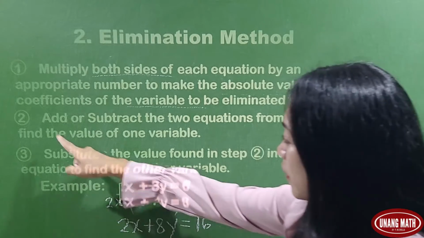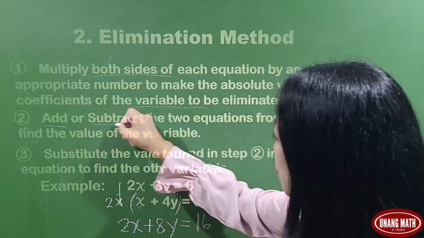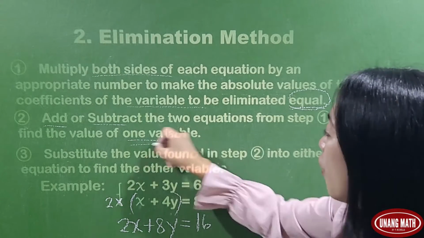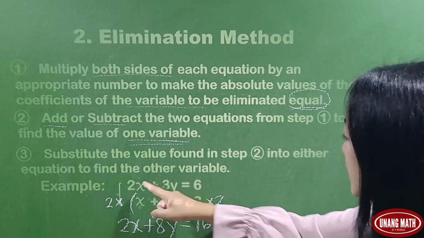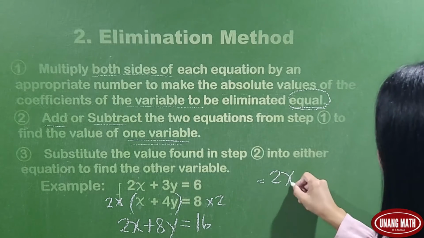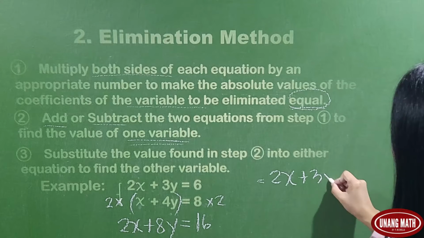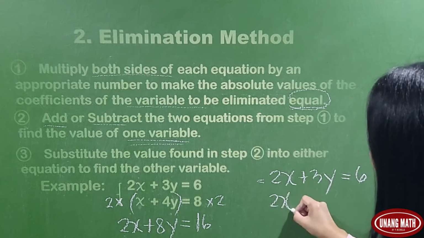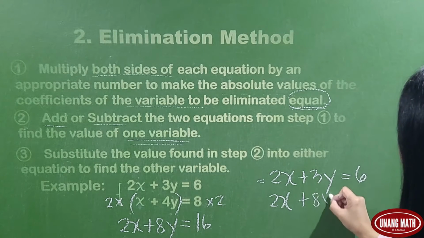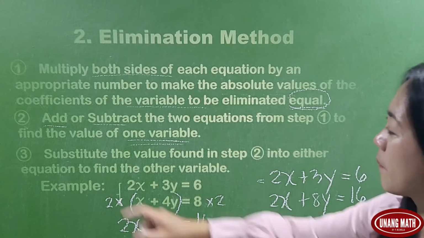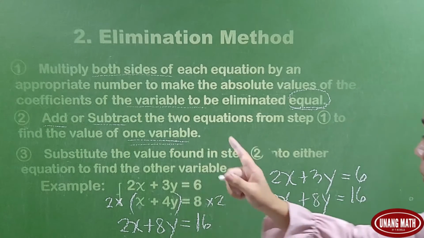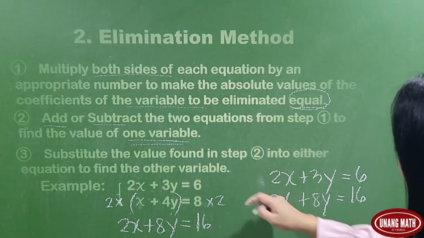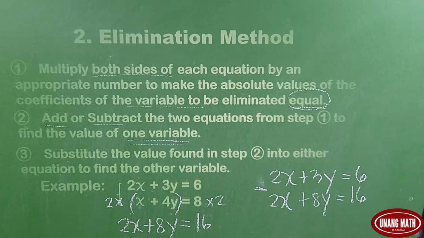Moving on to the second step, we're going to add or subtract the two equations from step 1 to find the value of one variable. Let's copy this equation, 2x plus 3y is equal to 6. And this equation, 2x plus 8y is equal to 16. We will add or subtract so we can eliminate one variable. Since this is positive 2x and this is also positive 2x, we're going to subtract.